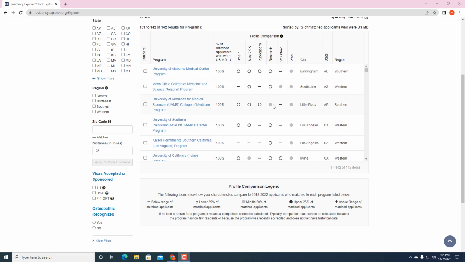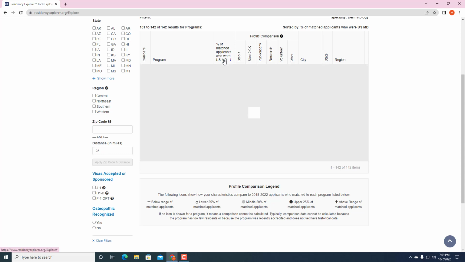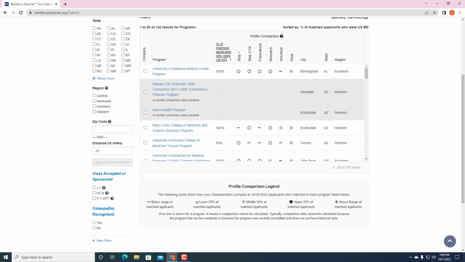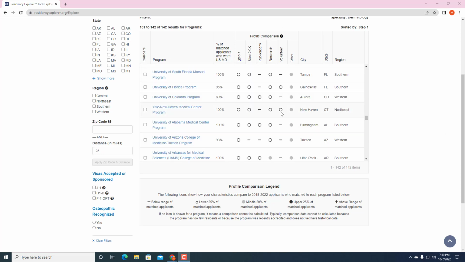For the Mayo College of Medicine and Science Arizona program, I've got 2 below the range of matched applicants, 2 in the lower 25%, and 2 in the middle 50%. Then I wanted to take some place that you might know of, so let's say Yale, which is in the Ivy League. For the Yale New Haven Medical Center program, I would be in the lower 25% of matched applicants for all but one, where I was below the range of matched applicants. Then my work experience would be in the middle 50%.